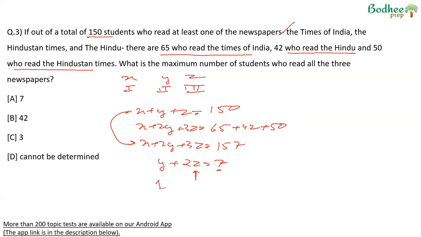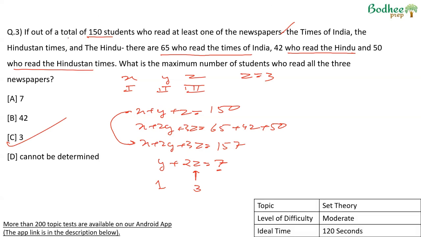So if we put Y as 1 and Z as 3, we'll get the value as 7. So the maximum value that Z can take is 3. 2 times 3 is 6 plus 7, so 3 becomes my answer. In terms of level of difficulty, I'd say a moderate level of difficulty, about 2 minutes to solve.